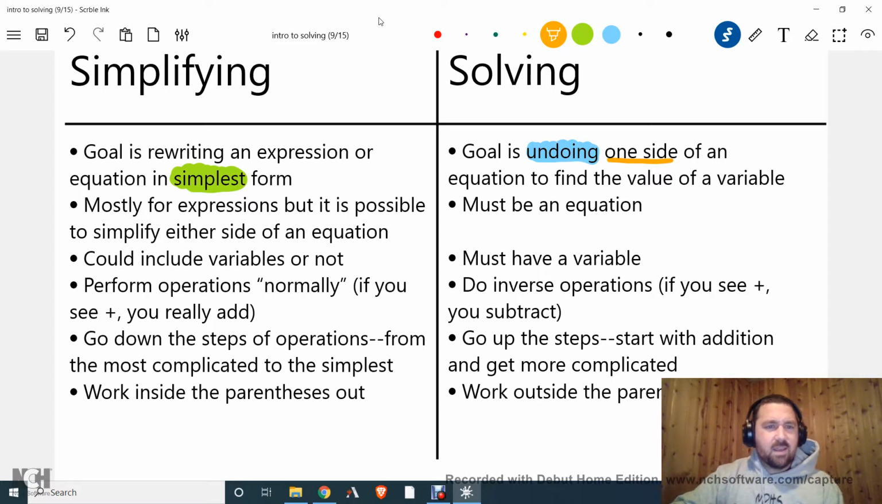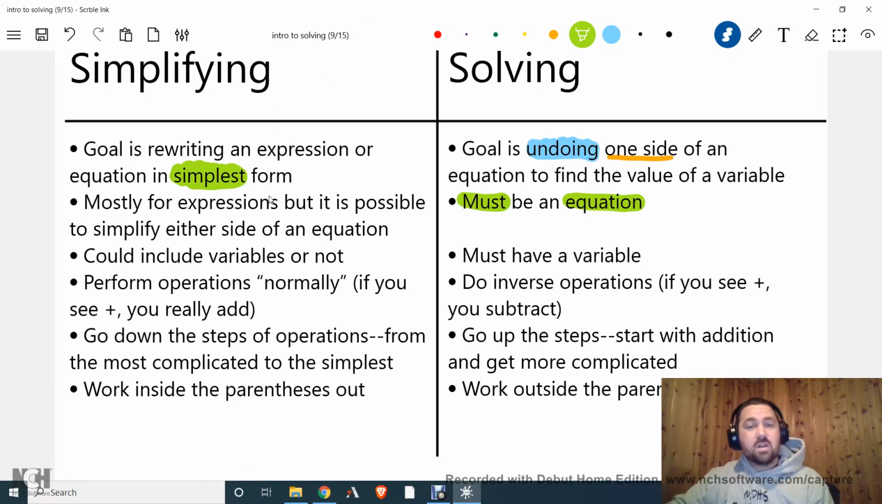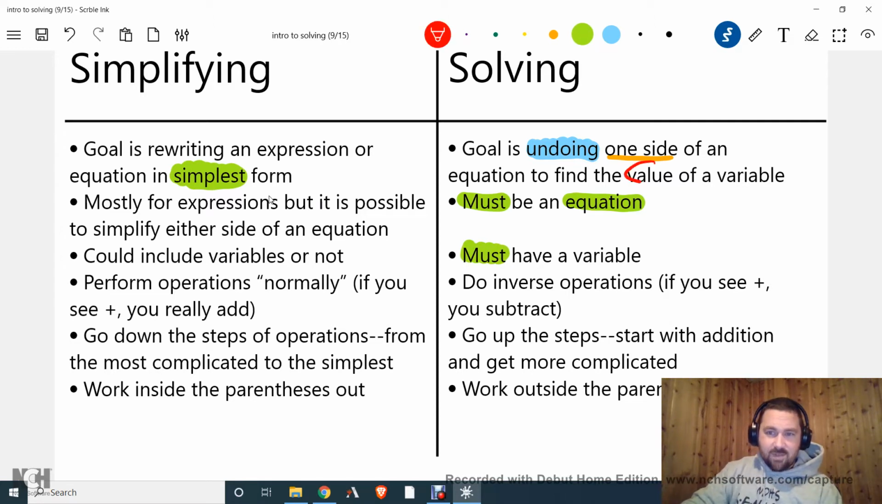For simplifying, it says mostly for expressions, but it is possible to simplify either side of an equation. Okay, so simplifying can be done with expressions or equations. Solving must be an equation. If you have an expression, you are not solving. You must have those equal signs to be solving. Simplifying could include variables or not. We did lots of examples with both those things. But solving must have a variable, which makes sense because your goal is finding the value of a variable. And so if you don't have a variable, you can't find its value, right?